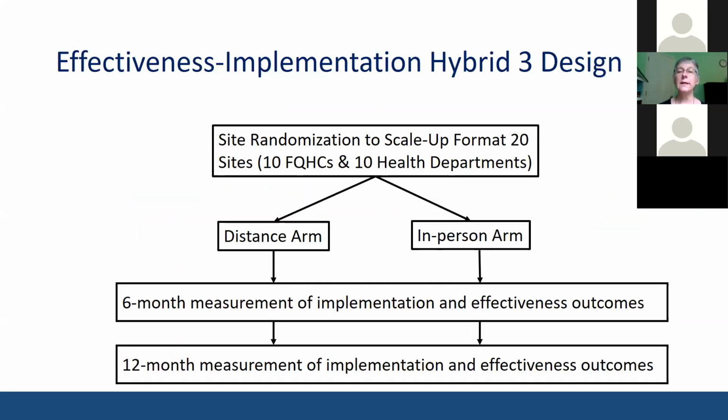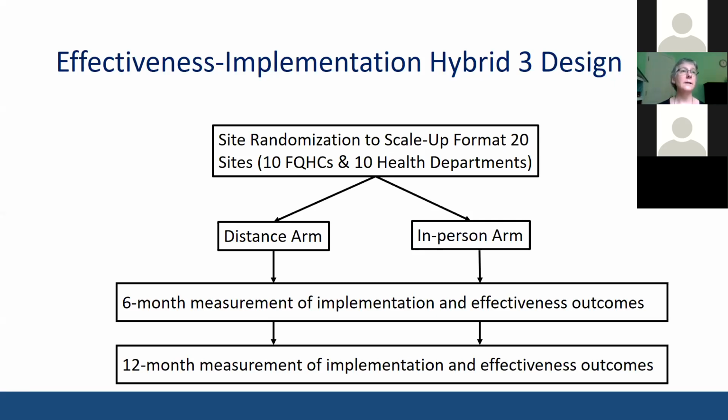So we will be using an effectiveness implementation hybrid 3 design. In this case, this will involve site randomization to scale up format for 20 sites. So we're going to do our scale up strategies in 2 different formats. We're going to have a distance arm where it's a virtual learning collaborative with online trainings. And then an in-person arm where we bring representatives from the FQHCs and health departments together for an in-person collaborative.